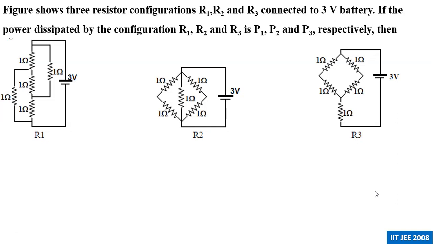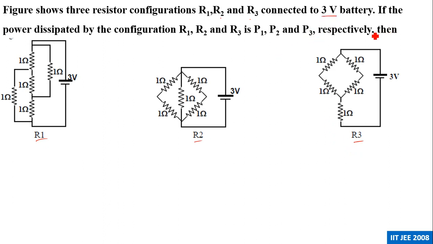Today we are going to discuss a question of IIT JEE which has come in 2008. The question says: the figure shows three resistor configurations R1, R2, R3, as shown in the figure like this. R1, R2, R3 are three different configurations which are connected to a 3-volt battery in each case.